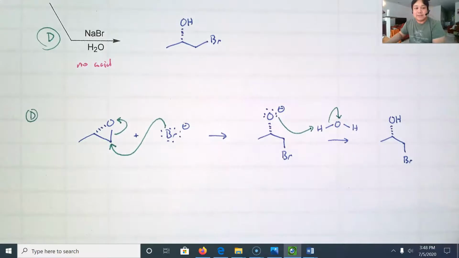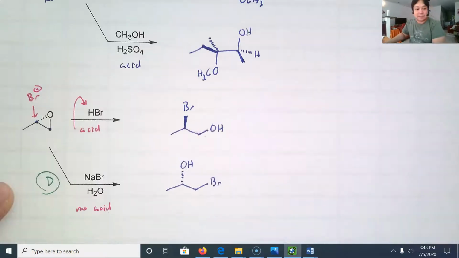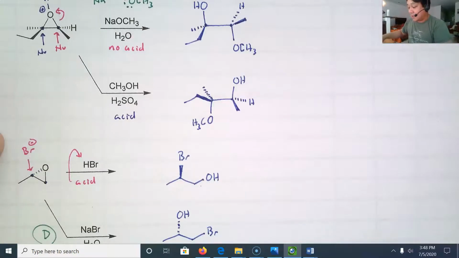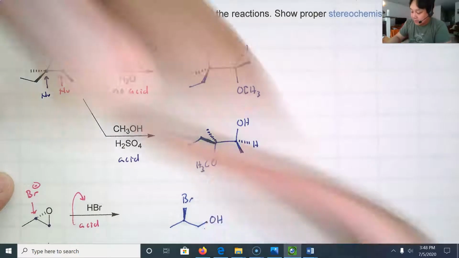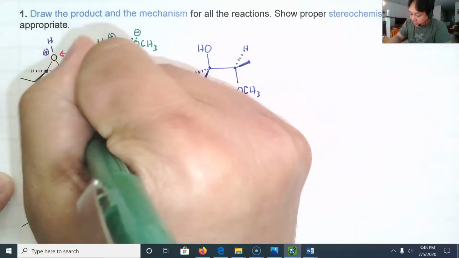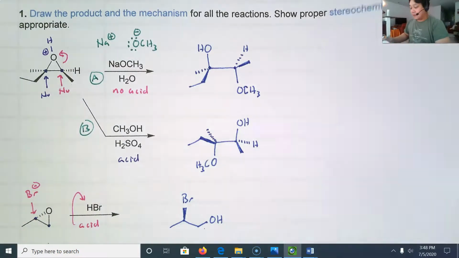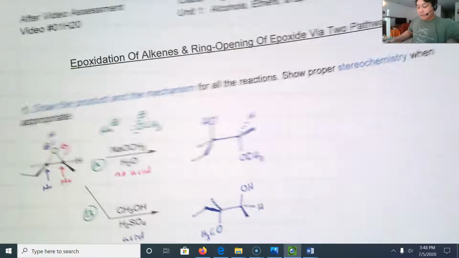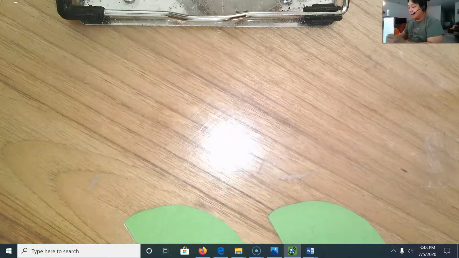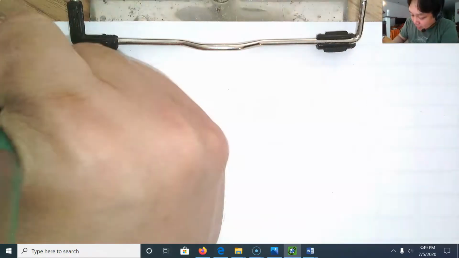That is the mechanism for reaction D. Let me show you the mechanism for reaction B. This one I said might be the one that's longer. This is reaction A, this is reaction B. If you want to go ahead and take a stab at it, that'd be great.